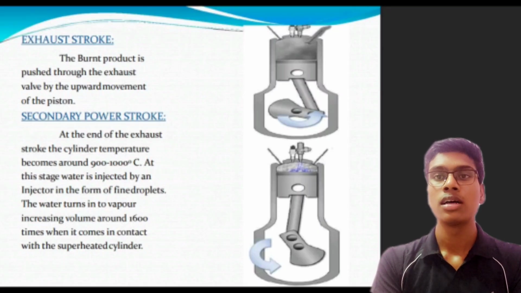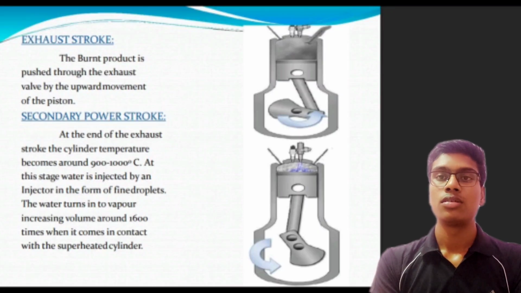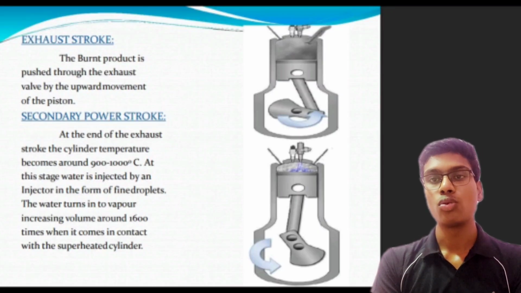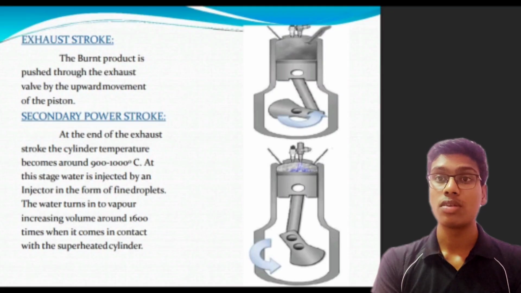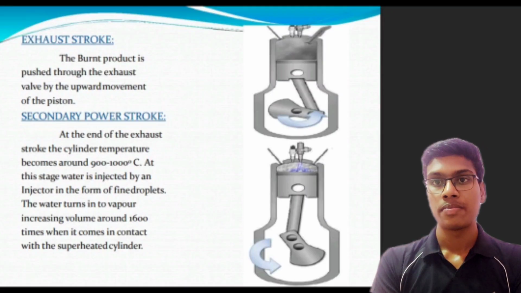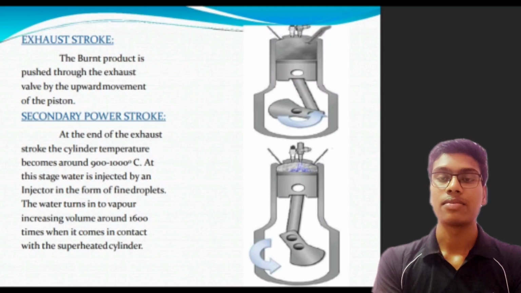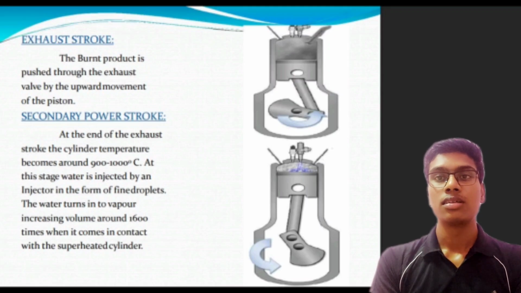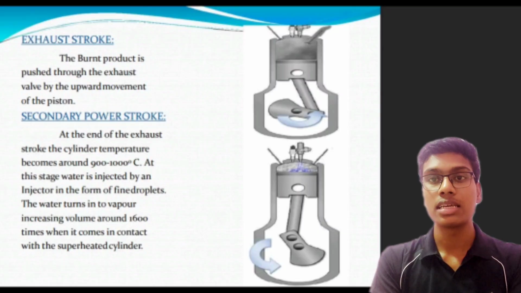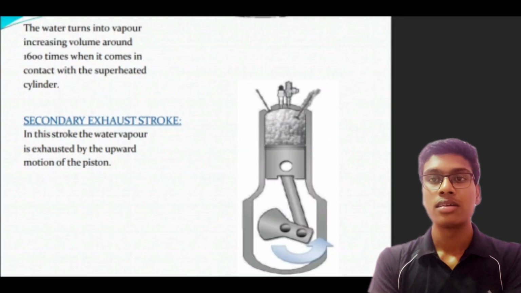The 2 processes are the secondary power stroke. After the exhaust gas is removed, there will be a secondary power stroke coming into the picture. After the secondary power stroke, there will be a removal of exhaust gas again. So this exhaust gas is removed after the secondary combustion, the secondary power stroke. These are the basic 6 stages which occur in the six-stroke engine concept.